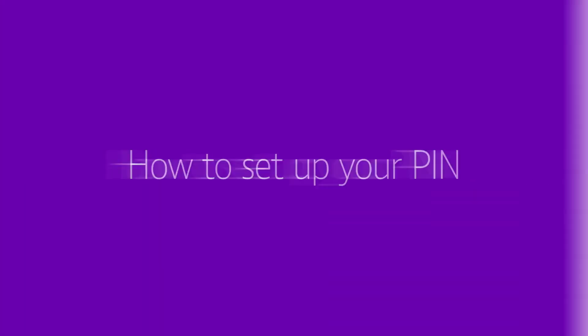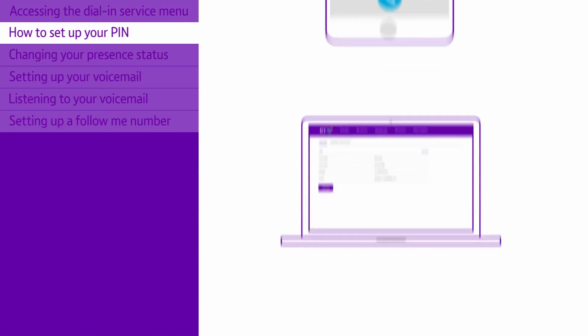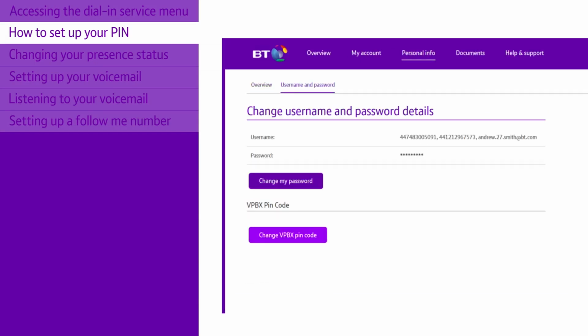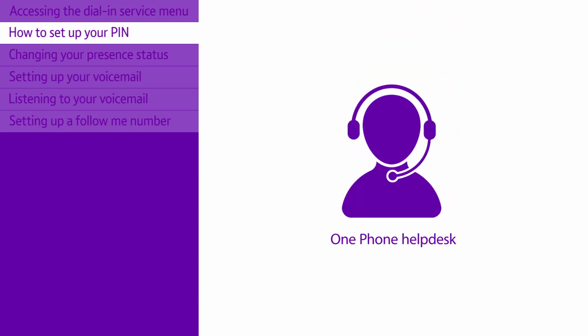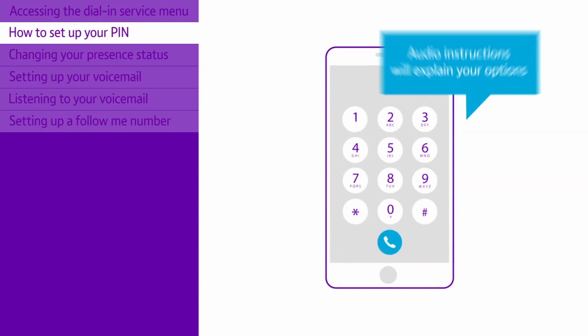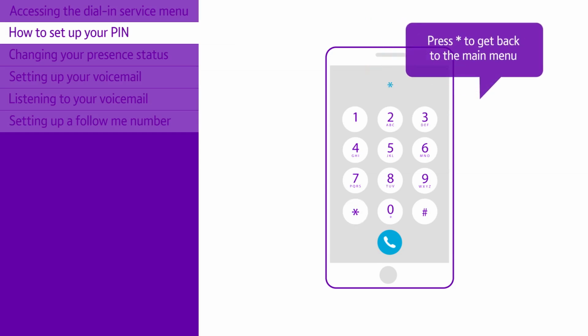Here's how to set up your PIN if you don't have one already. In the One Phone portal, under the Personal Info tab and Username and Password, or by choosing Option 3 in the Dial-in Service menu, or by calling the One Phone Help Desk. Once you're in the Dial-in Service menu, the audio instructions will explain your options. Press star at any time to get back to the main menu.